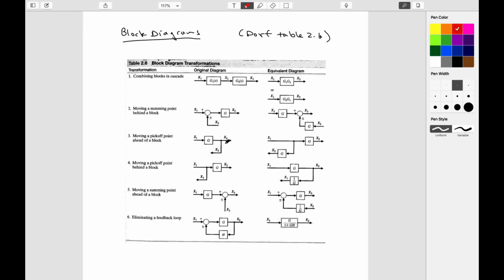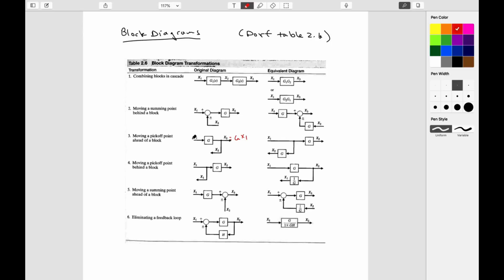If we want to move a pickoff point, again, we can move this pickoff point over here to the other side of G, but what we need to do is account for the fact that G is not there. The reason I can say that is if I look in particular at x1, then x2 is equal to Gx1, which means it's Gx1 down here.